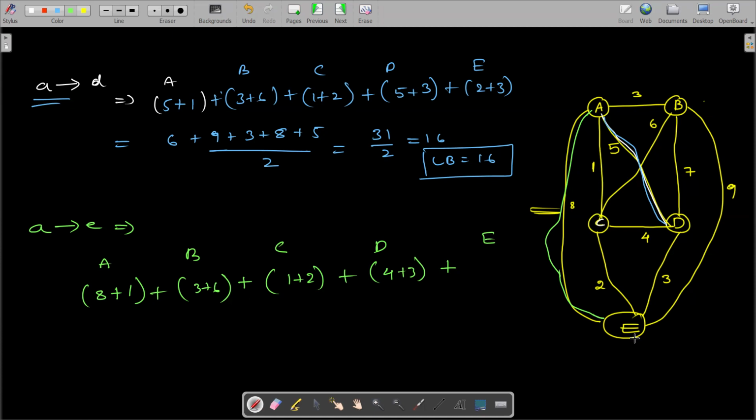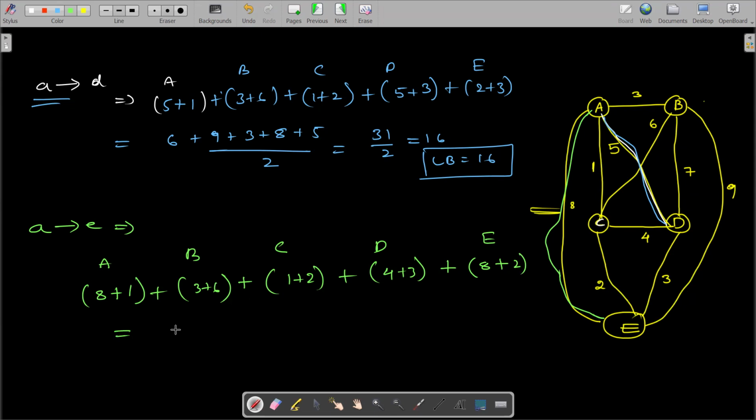I said very clearly, from A to E we are traveling. That's why we must include one important edge, that is 8 plus the minimum. Again, what is the minimum? 2 is there, again 3 is there, again 9 is there. Which is the one? 2 is the minimum.